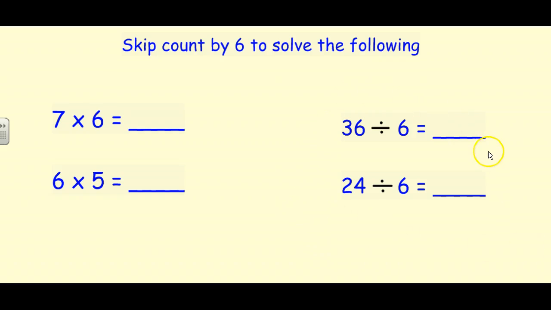Now I just want you to practice solving these equations. You can skip count by 6 to solve them. I want you to push pause and write the 4 answers on your board. 7 times 6 gives me 42. 6 times 5 gives me 30. 36 divided by 6 gives me 6. And 24 divided by 6 gives me 4.